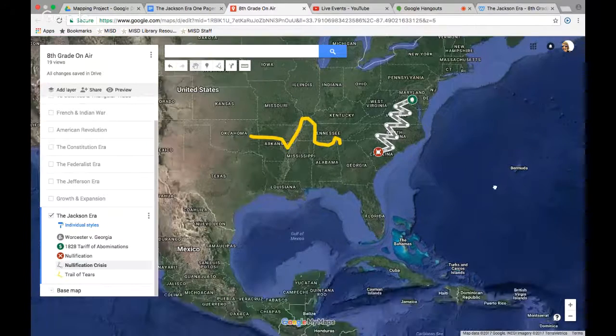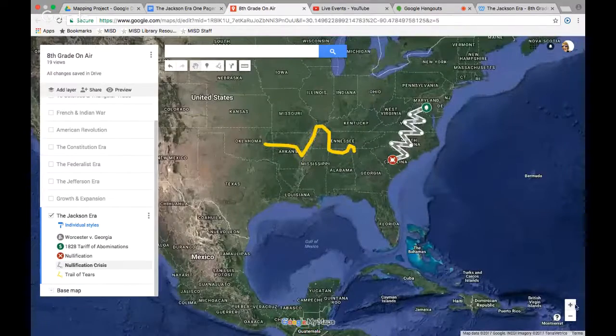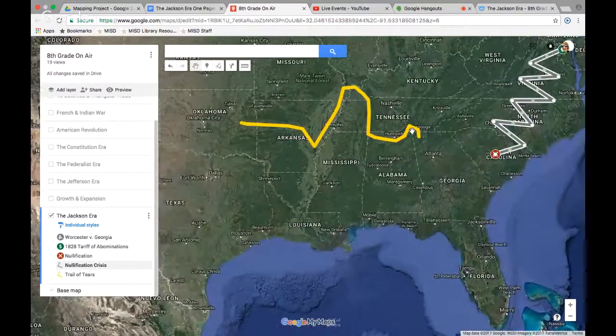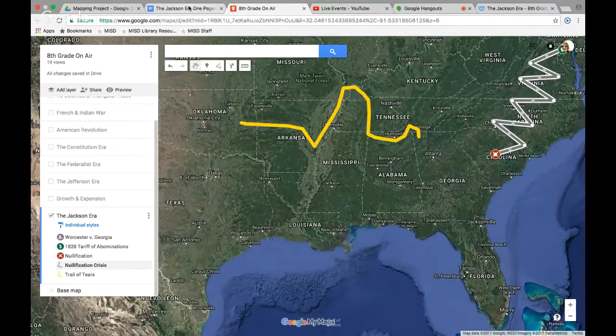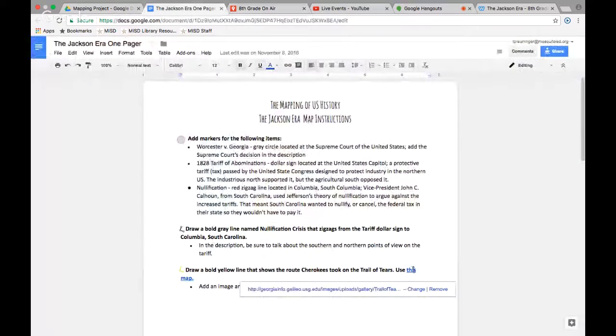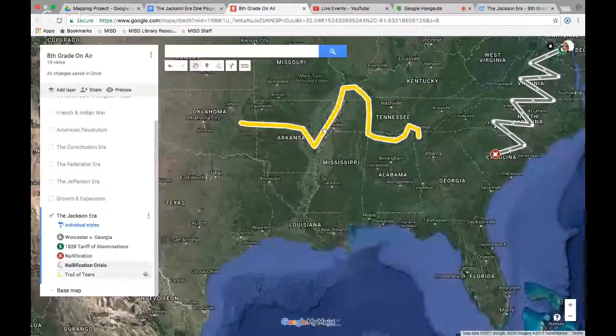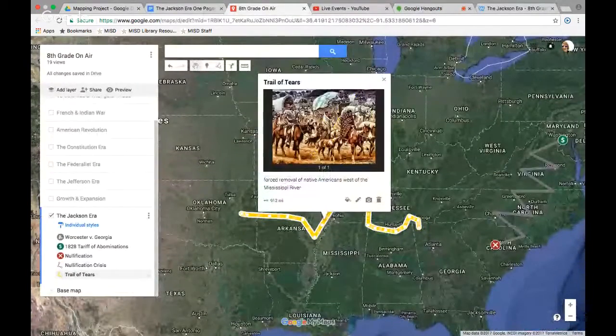So the last thing that I want to map is the Trail of Tears. I know that a lot of time will be spent on that and on the Supreme Court case. But I've linked a map for you to use in case you don't have one in your textbook. That'll show the trip that Cherokee natives took from northern Georgia out west to Oklahoma. After you draw the line, call it Trail of Tears, and I would add this iconic picture here.